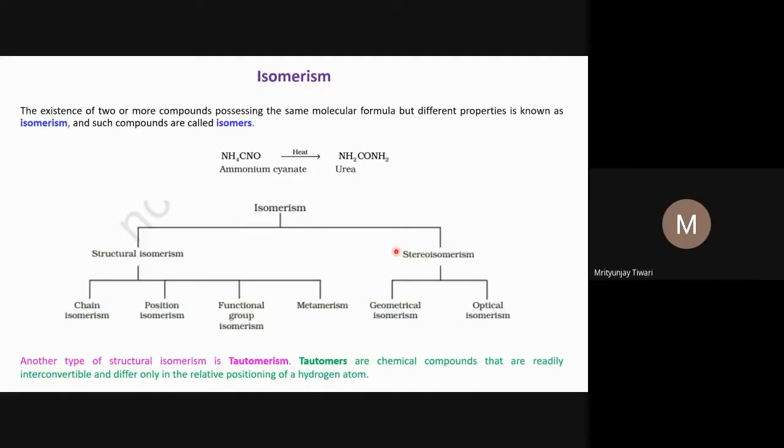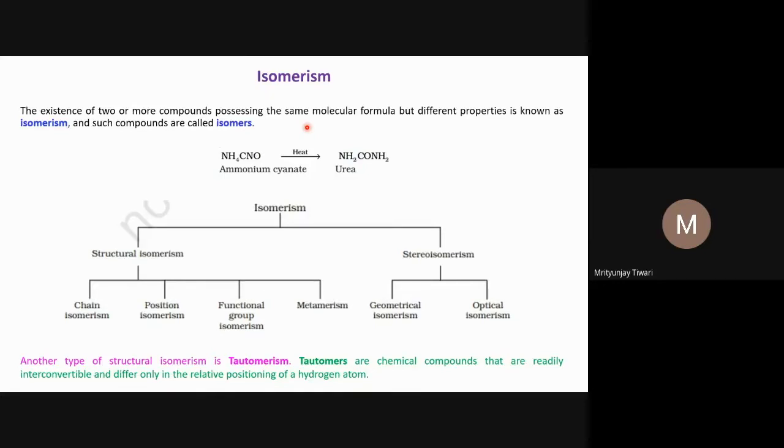Hello students, good morning. Today we are going to study. I am going to start isomerism. This particular topic, I'll take at least two lectures on this topic, and this topic is very important for you and for anyone who is preparing for JEE or NEET.